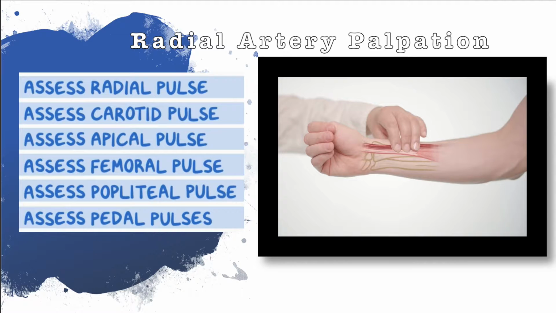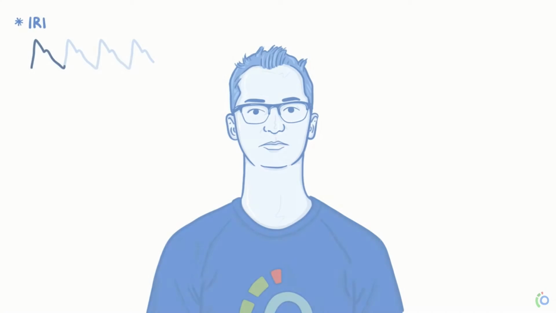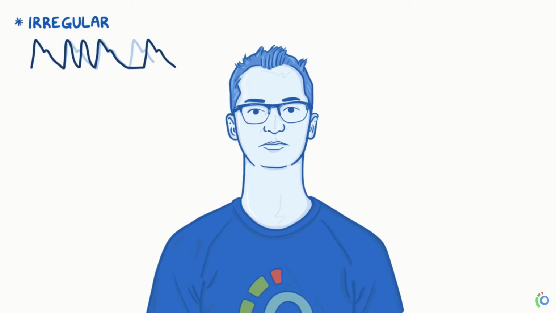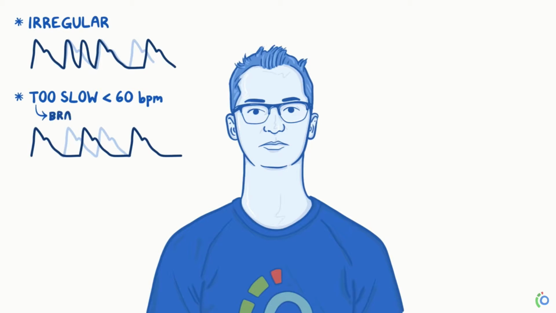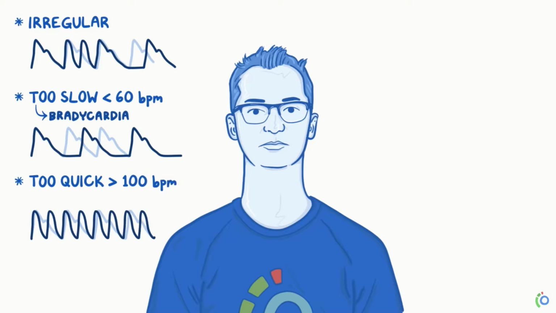Radial artery pulse palpation. The radial pulse is one of the most common locations where a pulse can be checked. What is the quality of the pulse that you feel? Is it regular or irregular? Is the pulse too slow? If it's less than 60 beats per minute, we call this bradycardia. If the heart beats too quickly, over 100 beats per minute, we call this tachycardia.